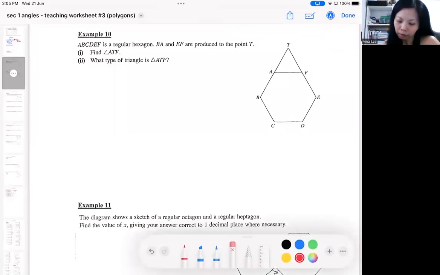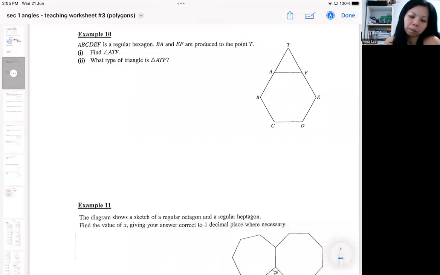Okay, so in these two examples, we will be looking at the slightly more complex question in polygon. Not very complex, but it's just that you need to be able to read. So in example 10, we are faced with a regular polygon.